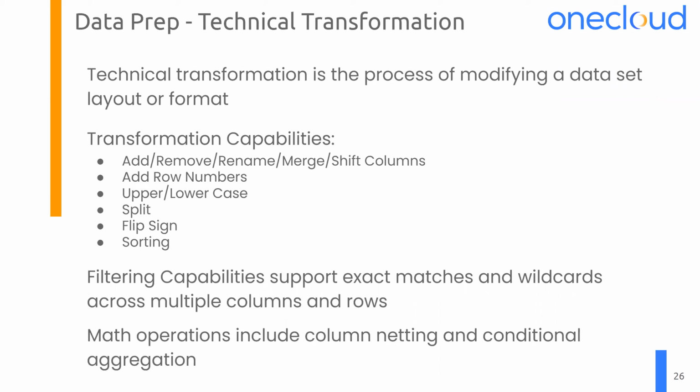And then we can do math operations like netting columns together. So I've got debits and credits. If I think about a financial close process, I might net those things together to get what my actual balance is. So a lot of really powerful features in the technical transformation.